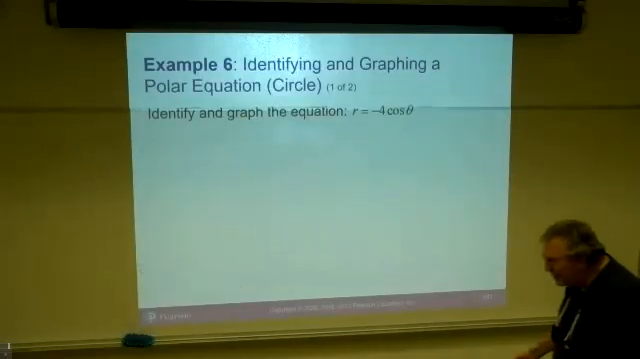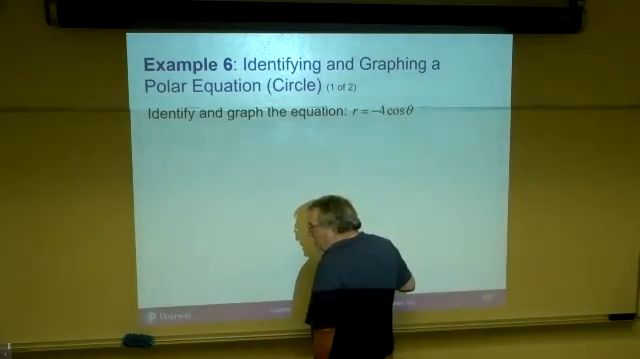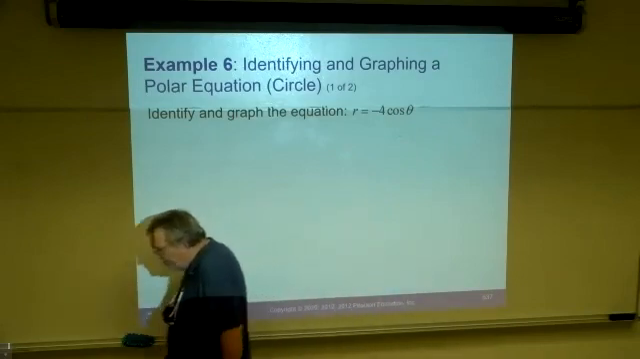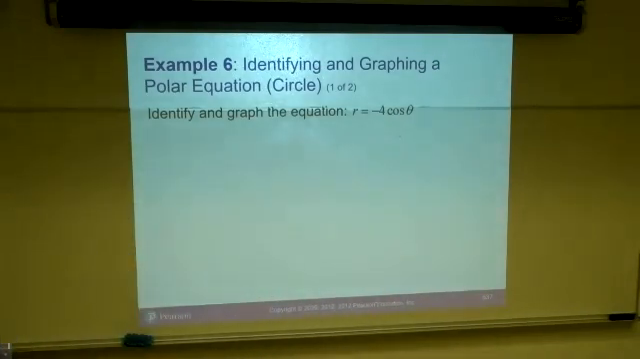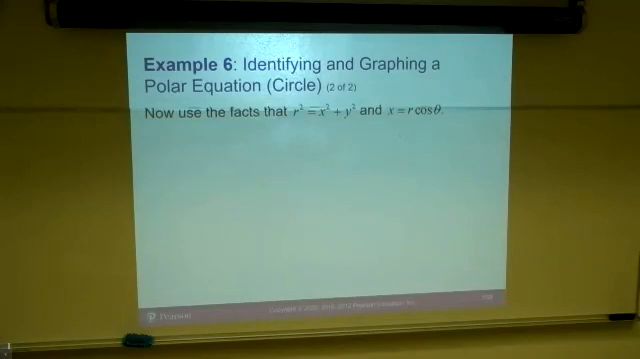Now, I want you to do the same thing here, but please notice, since it has a -4 here, it's going to be to the left of the pole. Cosine is in the x direction, and so it's going to be to the left of the pole. We do it the exact same way we did the previous problem, by multiplying both sides by r and then replacing r squared with x squared plus y squared, and replacing r cosine theta with x. And so we get x squared plus y squared equals -4x.